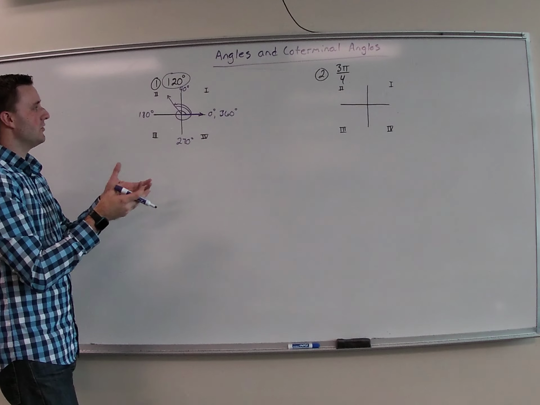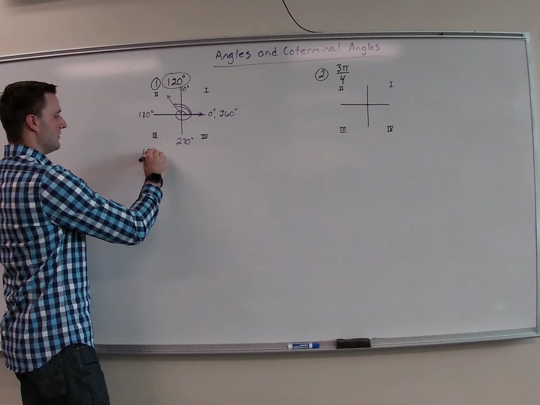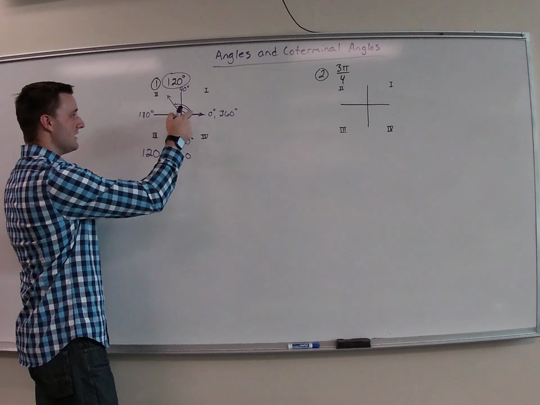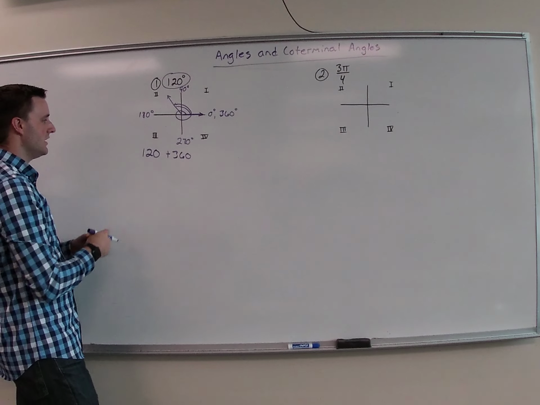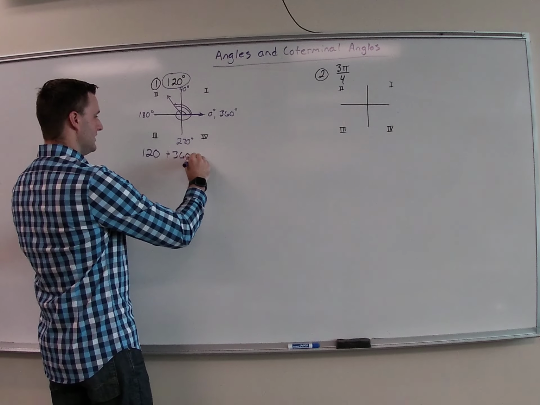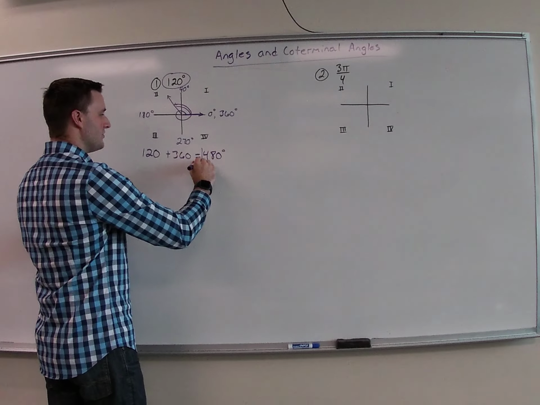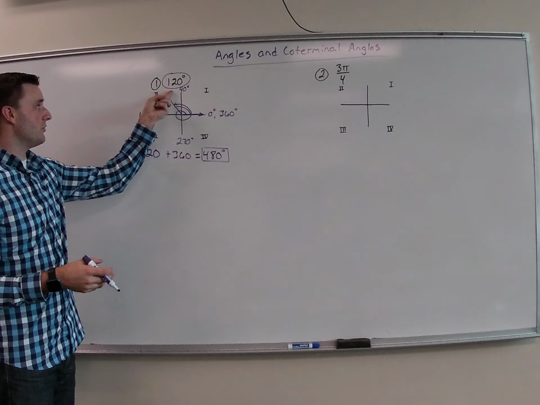So how you find coterminal angles mathematically is by taking your original angle, in this case 120, and adding 360 to it, because one time around a circle is 360 degrees. Well, 120 plus 360 is 480. And so that means 480 degrees is an angle that's called coterminal with 120.